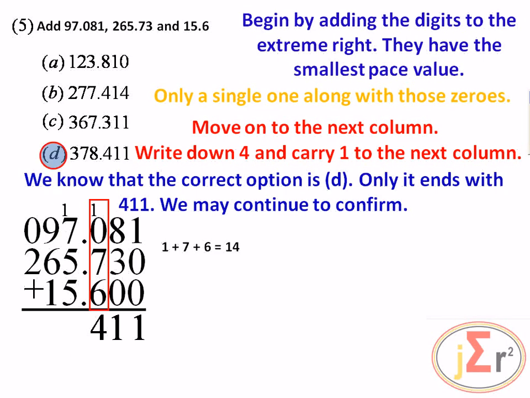So notice that when we add these, we have 411. The only option that ends with 411 is option D. This one is 311. This one is 414. This one is 810. So the one that ends with 411 is option D. We have discovered the correct answer already, so we do not need to do anything else.